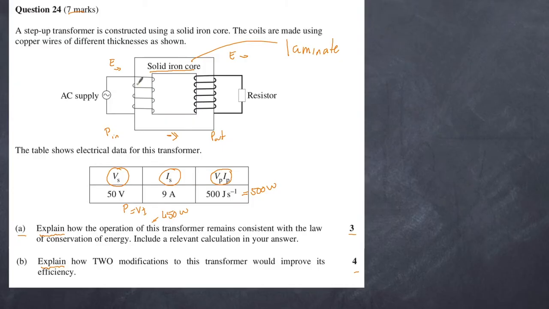So by thickening up these particular wires like so, we're going to have the ability to have high currents entering our transformer here, and as a result less energy loss. So those are 2 modifications, and I've explained why those modifications have resulted in increased efficiency.